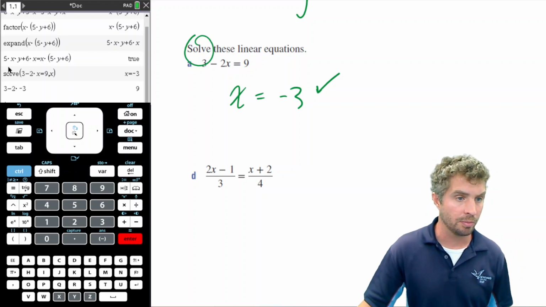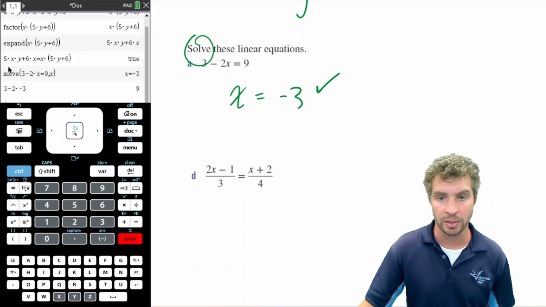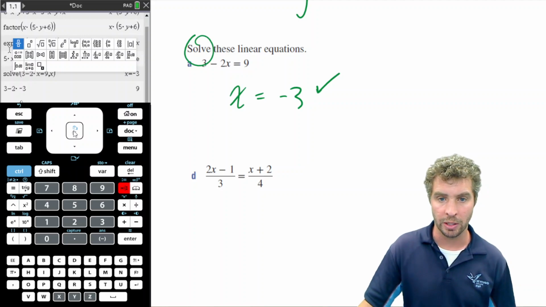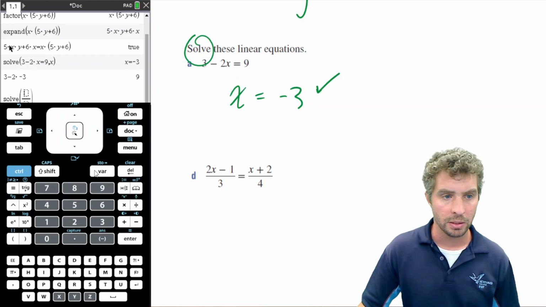This 2x minus 1 over 3 and so forth. We're going to do the same thing, menu, 3, 1 for solve. And we're going to use fractions. So the fraction button is this one right here next to the 9. And we're just going to use the first. You can hit enter to get that.